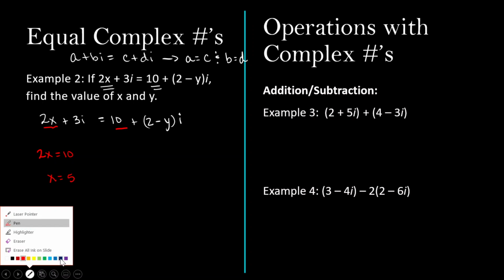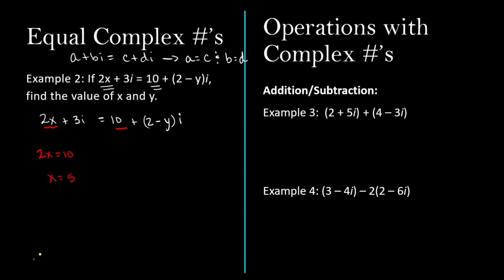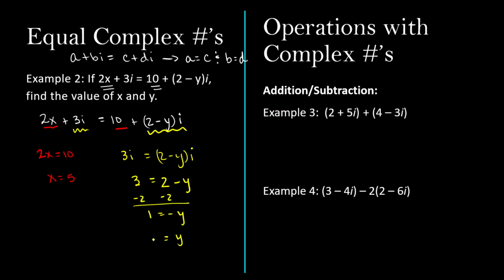Okay, and then I'm going to take the imaginary parts and set them equal to each other. So this would tell me that 3 would have to equal 2 minus y. So if I subtract 2 over, I get 1 equals negative y. So that means y equals negative 1.